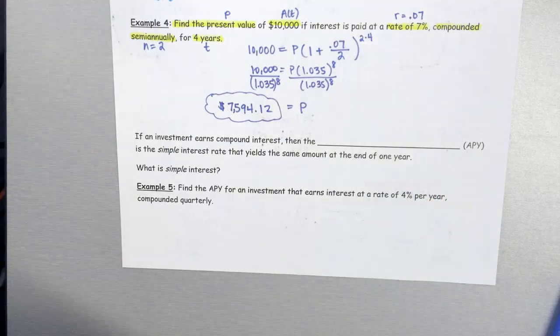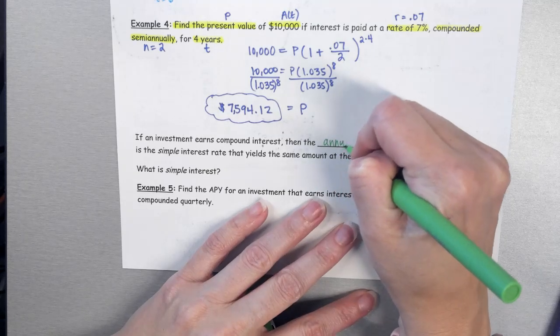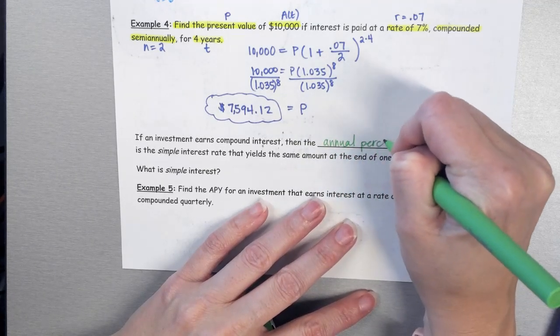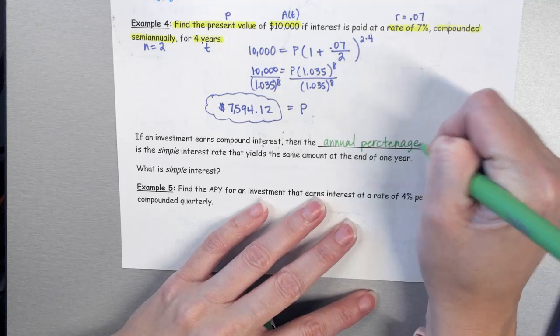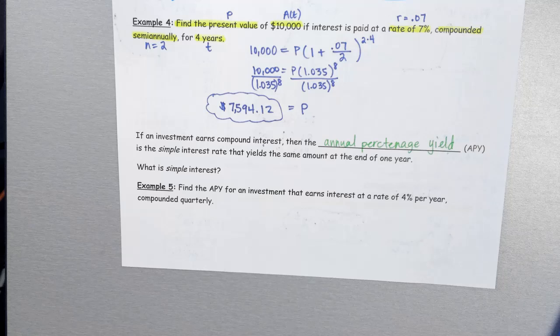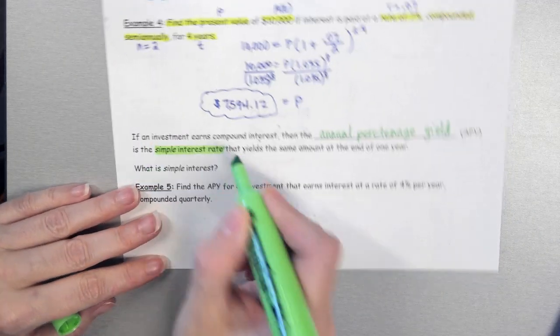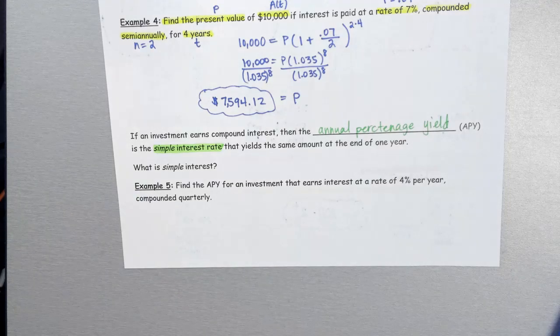Okay, and then the last thing we're going to talk about is the APY. That stands for annual percentage yield. So if an investment earns compound interest, then the annual percentage yield, or APY, is the simple interest rate that yields the same amount at the end of 1 year. Okay?